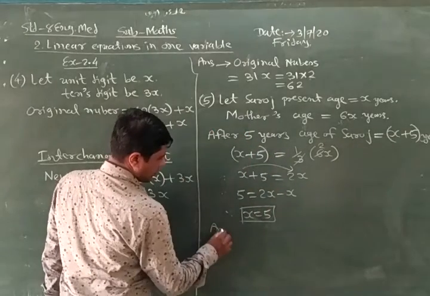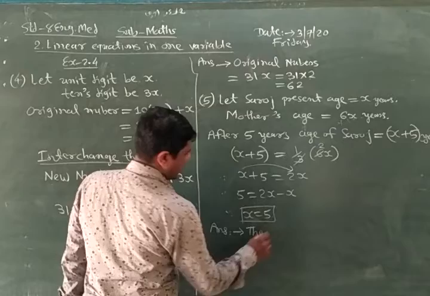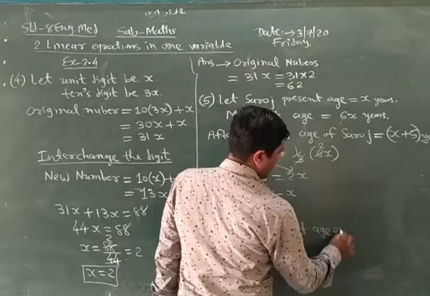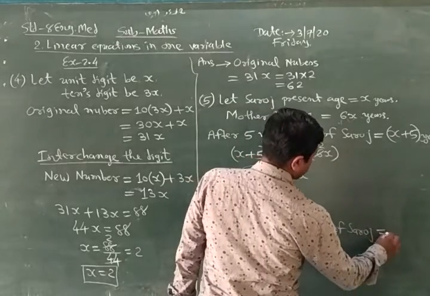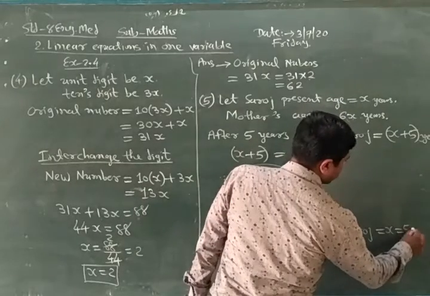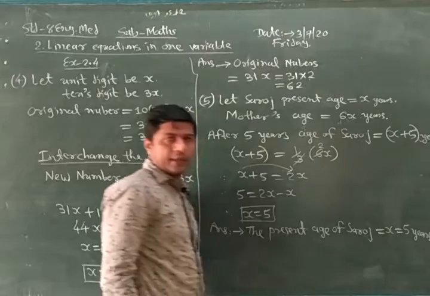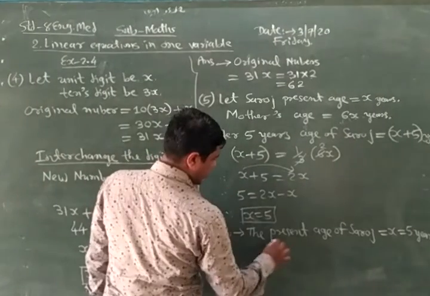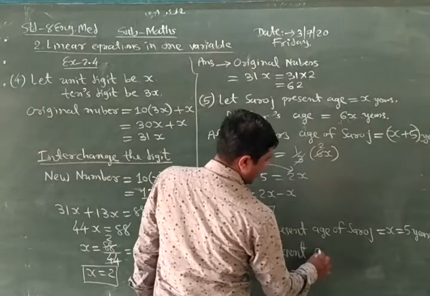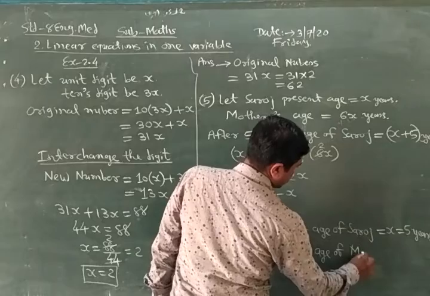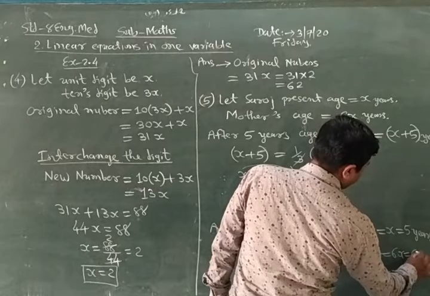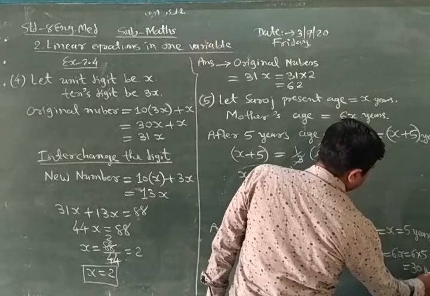Answer: the present age of Saroj is x. x means here 5 years. Okay. And similarly, the present age of mother is 6x. So 6 into 5, 6 fives are 30 years.